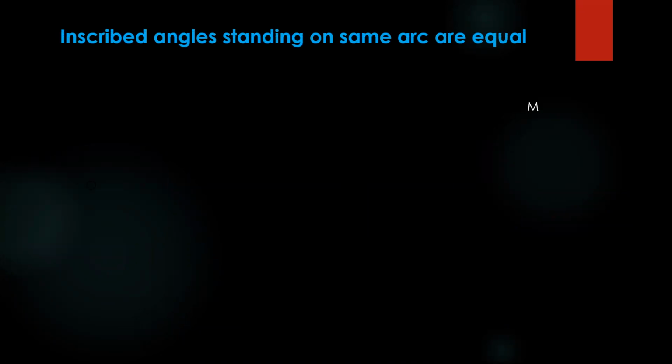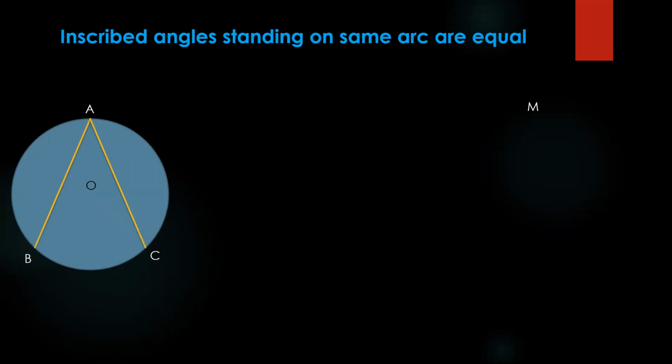Okay, look at the next theorem. Inscribed angles standing on the same arc are equal. Now, look here. This is an inscribed angle, okay? And this is another inscribed angle. Both inscribed angles are standing on the same arc, that is BC. So they are equal. Here, angle BAC is equal to angle BMC.